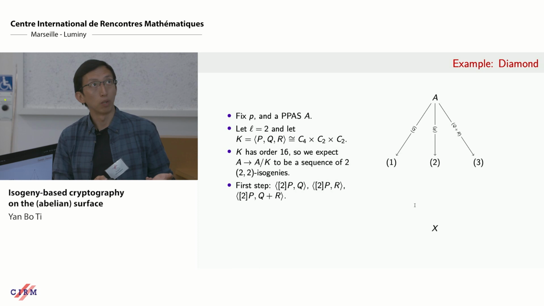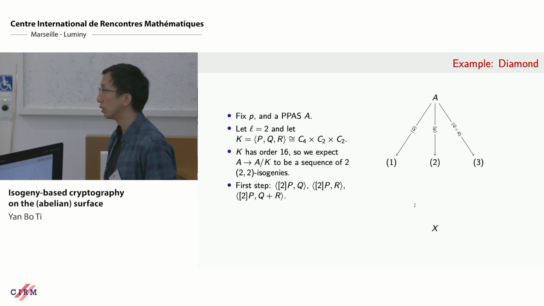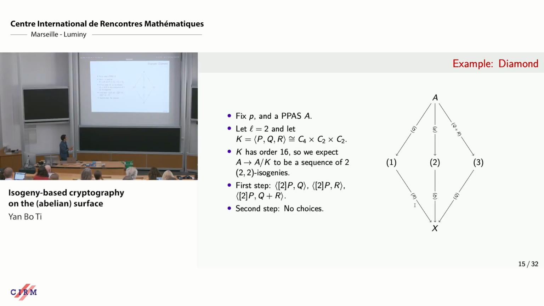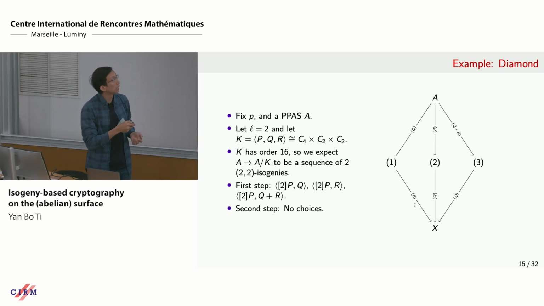And for the next step, well, you don't have any choices anymore. The moment you quotient K by one of these, you just get C2 cross C2 and you don't have any choices. And this just maps down to X again. So you can take this structure.